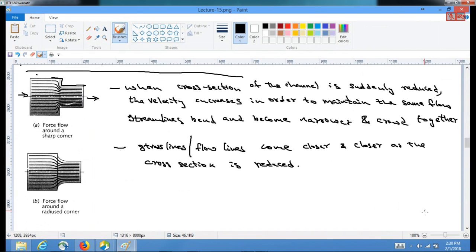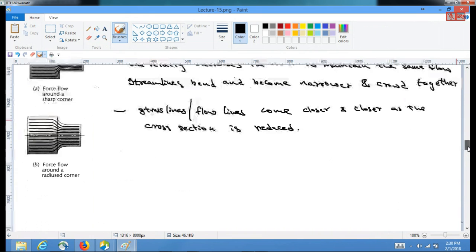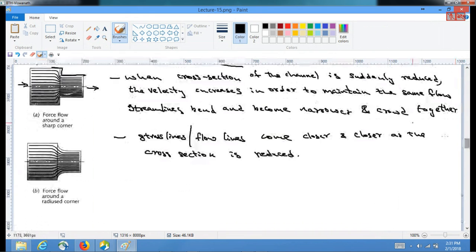Further, if you see this, when there is an abrupt change in the cross section, you can see the bending of the stress lines or flow lines is very sharp, and that would cause a lot of stress concentration at this place.